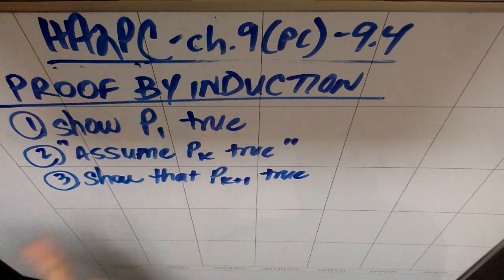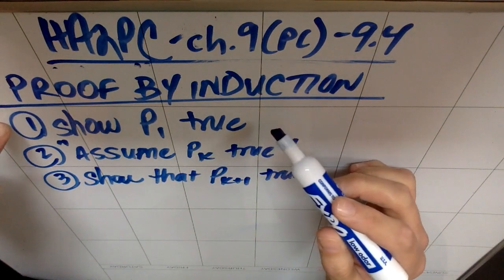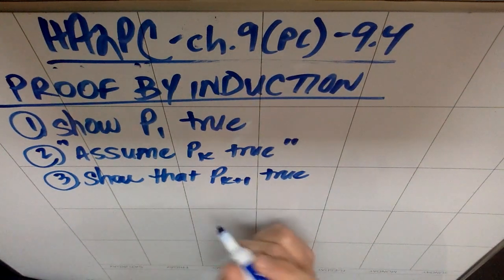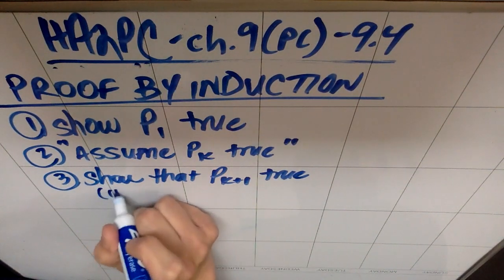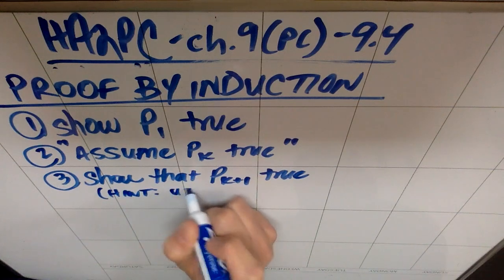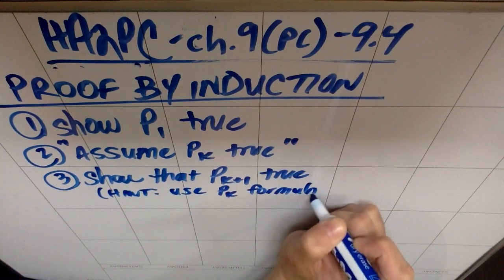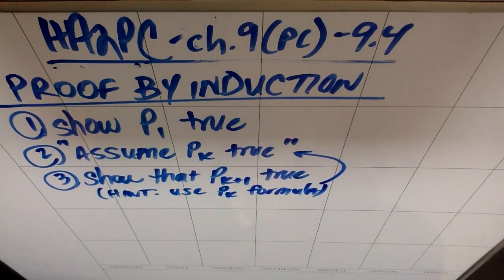So that's it. If I can show that P sub 1 is true, if I write that I'm assuming P sub k is true, and then I show that P sub k plus 1 is true, and as a hint, I'm going to have to use the P sub k formula. I'm going to show you what I mean by that, but that thing that we assume to be true, I'm going to have to use that. So we're going to walk through a really basic proof by induction. Let me pick a nice, easy one to start.